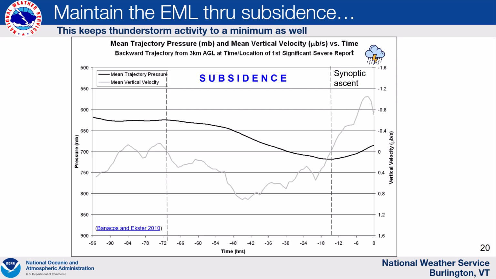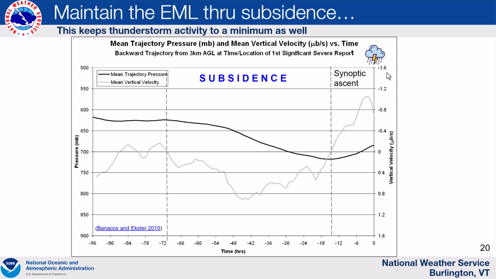To help emphasize the importance of subsidence and anticyclonic flow in maintaining the EML in the days preceding significant severe weather in the Northeast, this is a time series showing the mean backward trajectory pressure in millibars and vertical velocity in microbars per second for a 96-hour or 4-day period leading up to the time of the first severe report. The backward trajectory is started at a height of 3 kilometers above ground level at the time and location of the first significant severe report on each of the EML days. And these data are derived from the HySPLIT model itself.